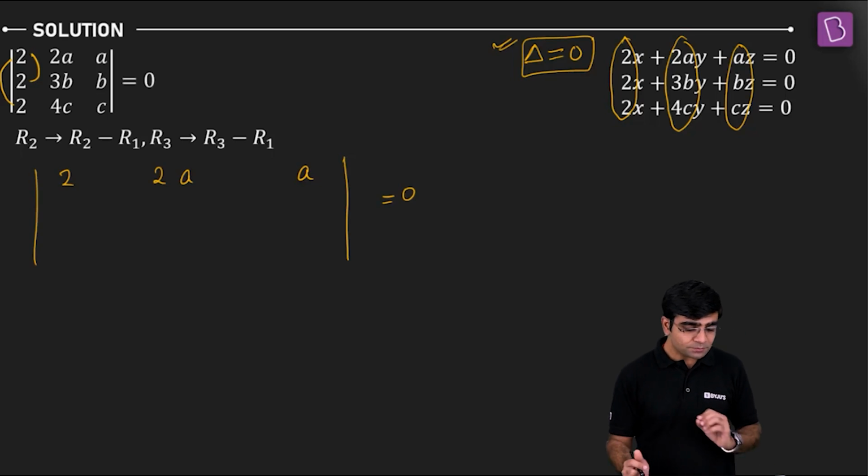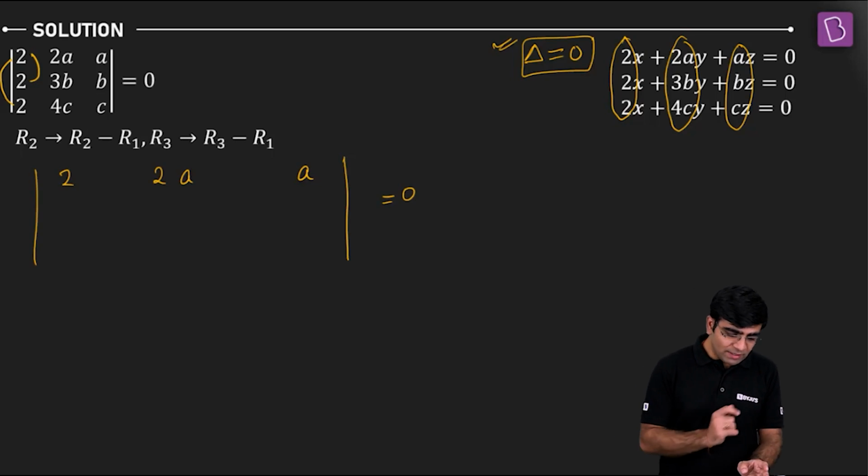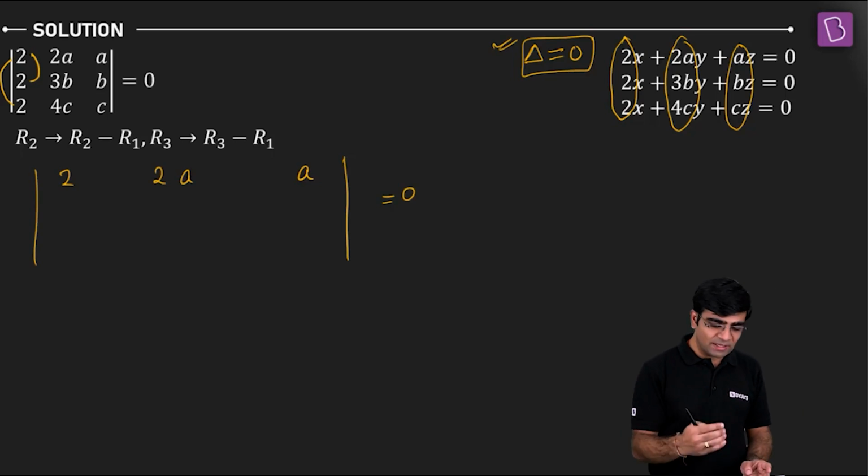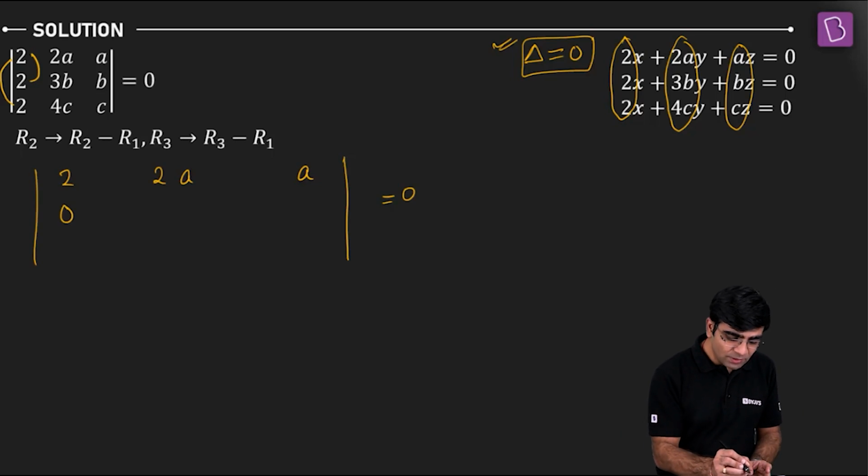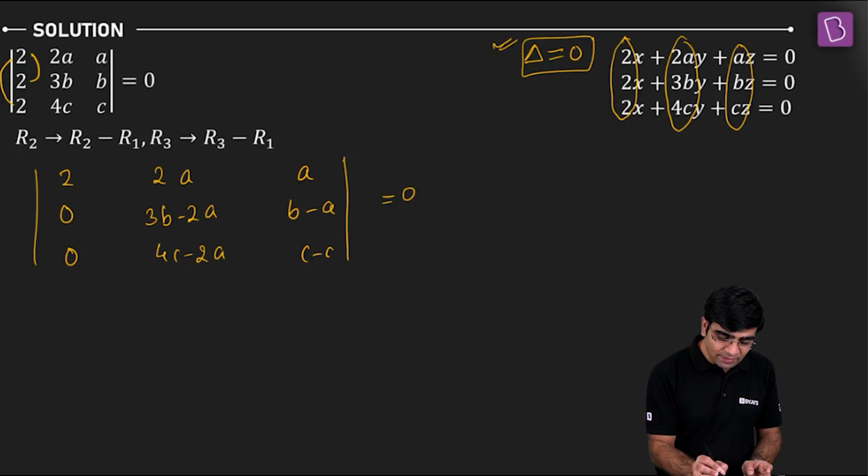Perfect. Okay. So let's quickly pick it up. So what do I have here? When I'm doing R2 minus R1, 2 minus 2 makes it 0. 3b minus 2a as the second element. And the third element is b minus a. Similarly, for R3 minus R1, 2 minus 2 makes it 0. 4c minus 2a is the second element. And c minus a as the third element.